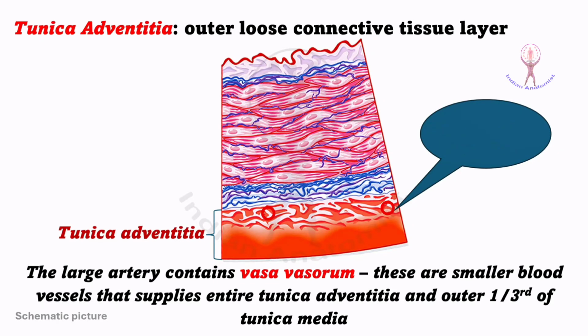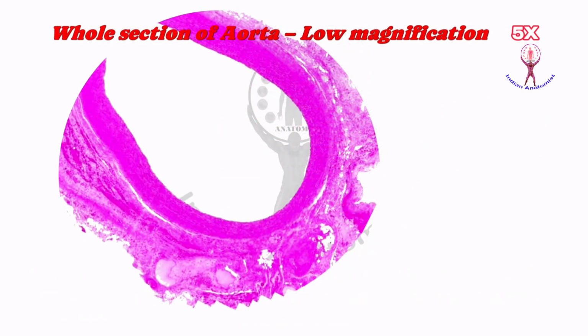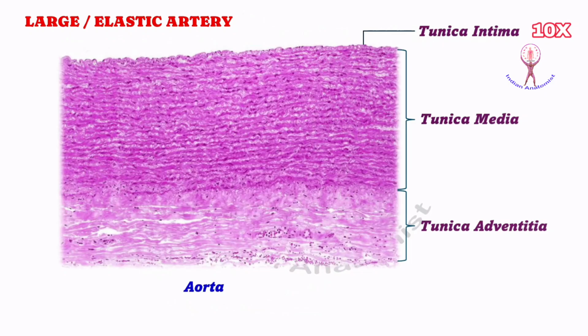Dear students, we have thus far examined the histology of large arteries in a schematic manner. It is expected that all of you comprehend the three tunics and their respective contents. We will now examine the microscopic structure of a real, large or elastic artery. This image depicts the aorta at low magnification, 5x. This large artery will now be presented at an increased magnification.